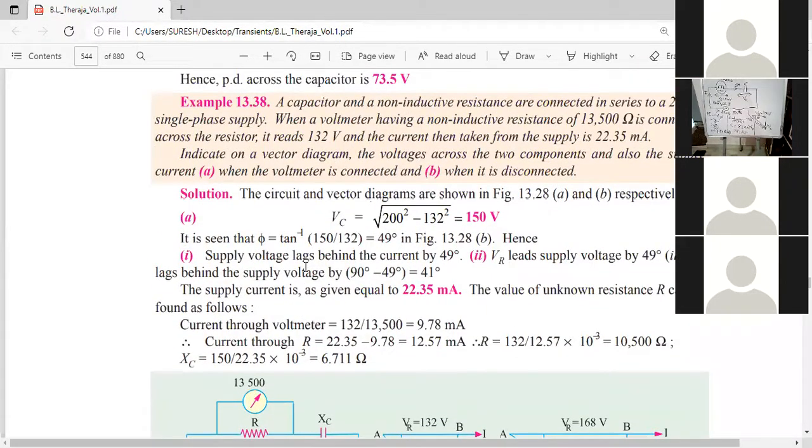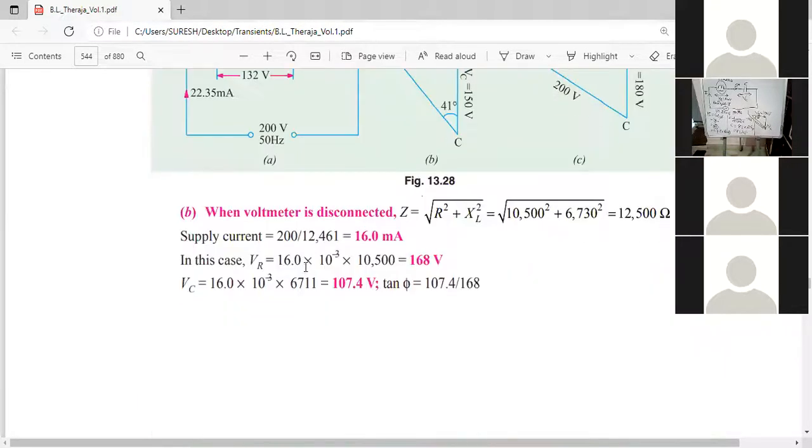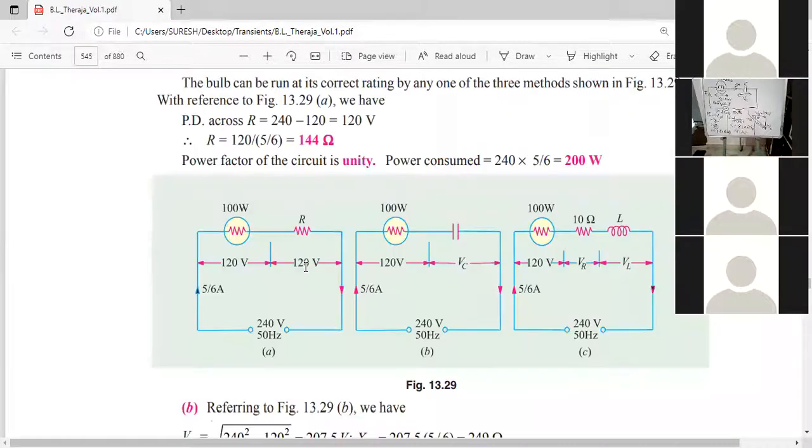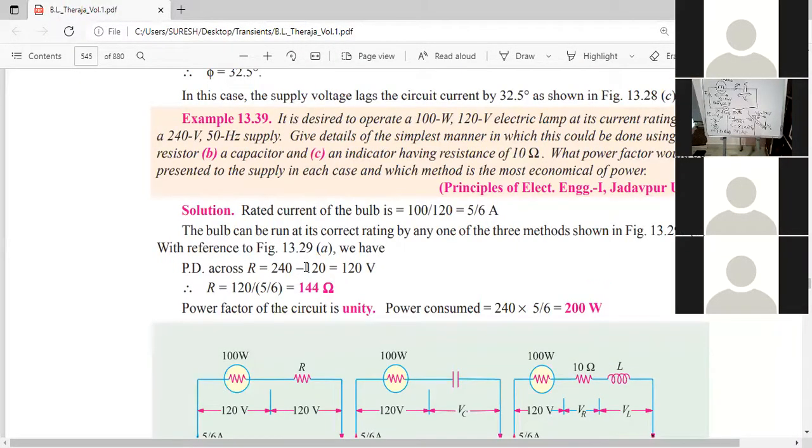Note down example 13.38. This is an assignment to you. Example 13.39 is also an assignment to you.